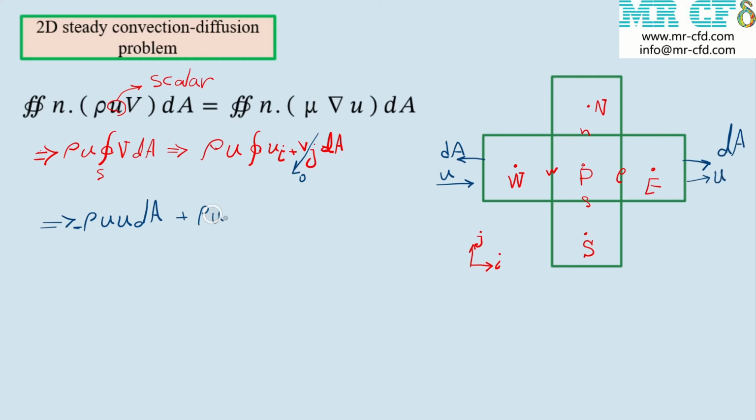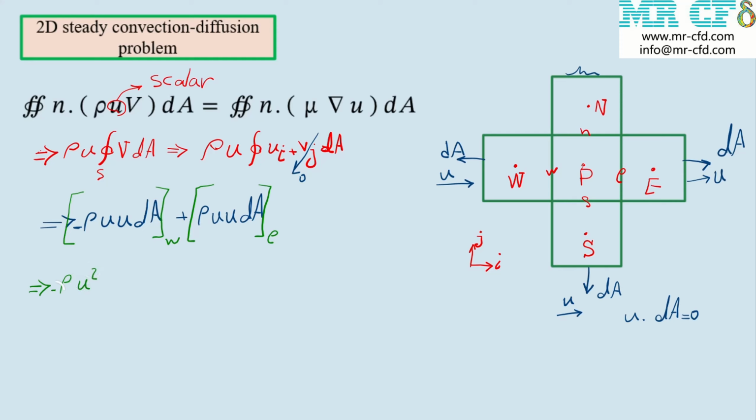In the south plane, the direction of the plane normal and the velocity of u are perpendicular to each other, and u dot dA is 0. The same holds for the upper plane. So, the integral will convert to two terms: minus rho times u to the power of 2 times dA at the west face, and rho u to the power of 2 dA at the east face. dA can be replaced with delta y, and rho is constant.